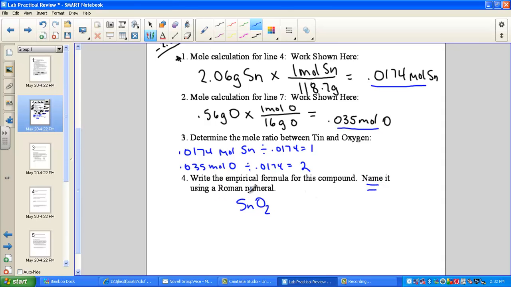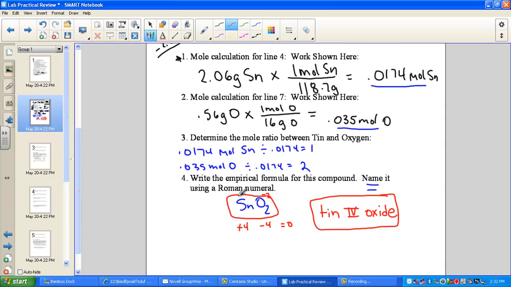Don't forget to name it, including the Roman numeral. Now keep in mind, oxygen is always a -2 when it's hooked in a compound, so the total net negative is 4. What's the charge on our tin? Well, it's got to be a +4. Naming my compound and requiring that Roman numeral, we've made tin(IV) oxide. My correct name and my correct formula, SnO2.